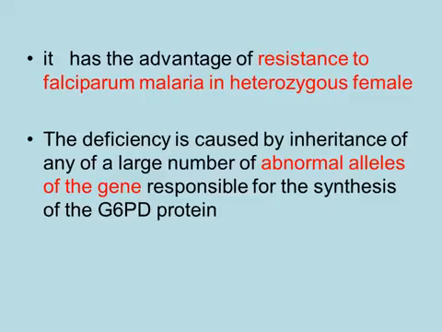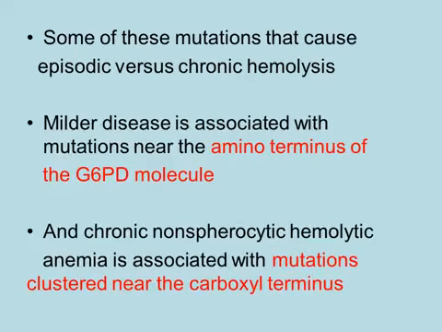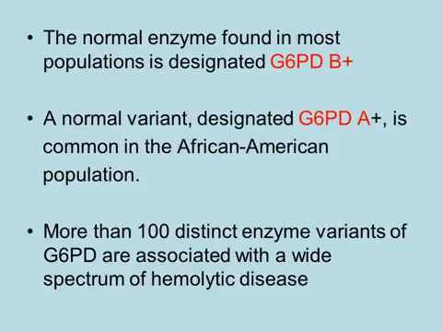It has the advantage of resistance to falciparum malaria in heterozygous females. The deficiency is caused by inheritance of any of a large number of abnormal alleles of the gene responsible for the synthesis of G6PD protein. Some of these mutations cause episodic, others cause chronic hemolysis. Milder disease is associated with a mutation near the amino terminus of the G6PD molecule, and chronic non-spherocytic hemolytic anemia is associated with mutations clustered near the carboxyl terminus.